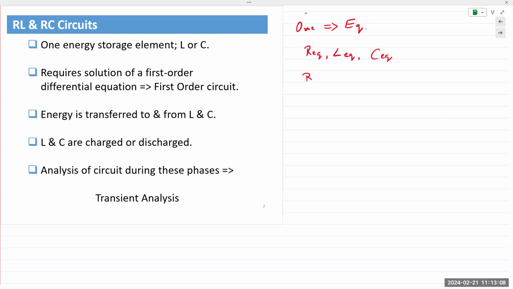If we have a circuit with a resistor and an inductor, we refer to it as an RL circuit. Resistor and capacitor is referred to as an RC circuit. And resistor, inductor, and capacitor is referred to as an RLC circuit. Okay, RL, RC, or RLC circuits.